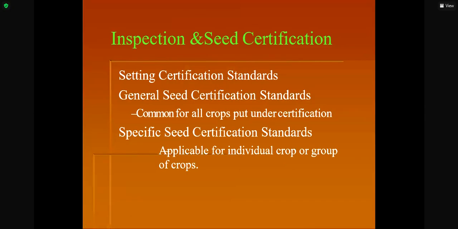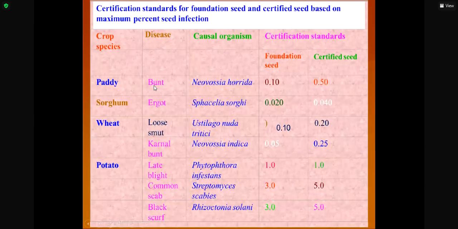We call it general seed certification and specific seed certification standard. Specific means it is very specific for a single crop or for a single disease, and general means for a group of crops, for a group of diseases. You can check here the seed certification standard, the maximum percentage of seed infection standard, for different crops. Just look at the slide.